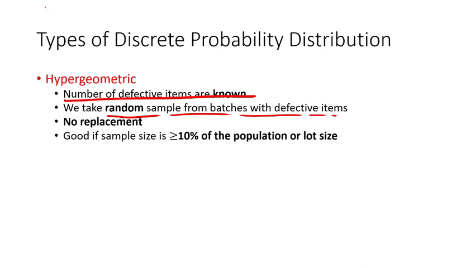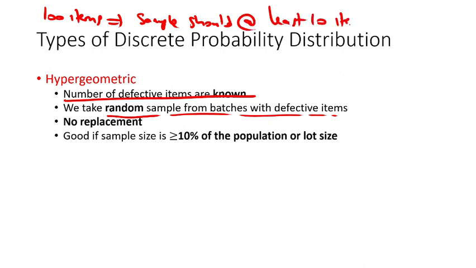It is good to use when the sample size is at least 10% of the population. What it means is that if you have 100 items and you select a sample, the sample should have at least 10 items for this to be used. And then the formula is this one. It looks a bit complex, but it's a very easy formula.